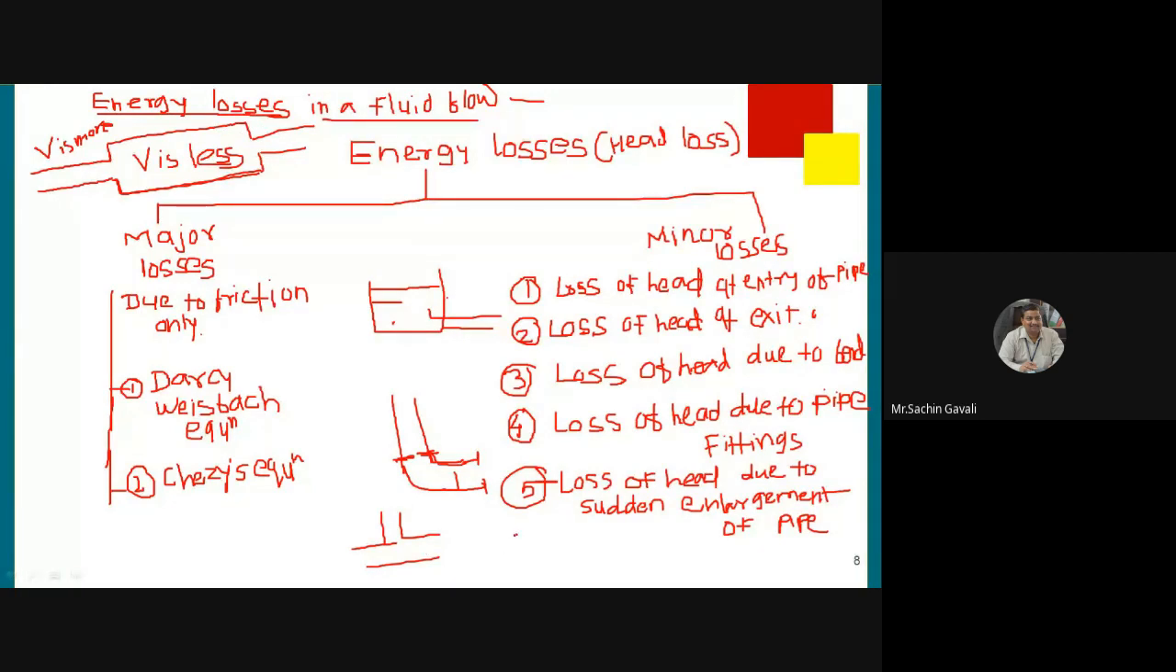So another loss is there, that here loss of head due to sudden contraction, or I will write here contraction. You write in your notebook sudden contraction. Sudden contraction of pipe.